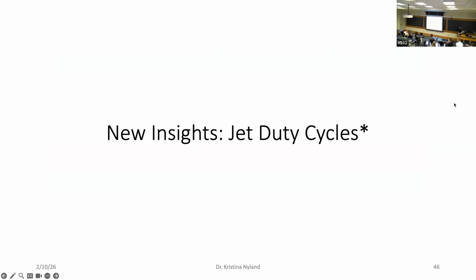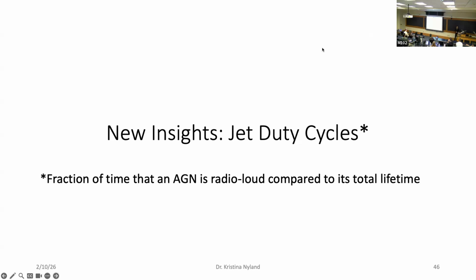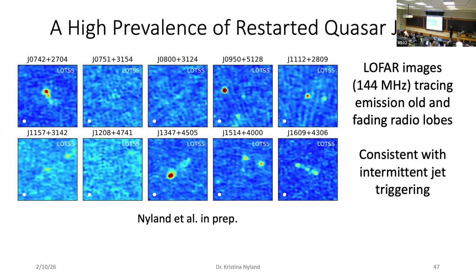I did want to mention something about duty cycles as well. The duty cycle of an AGN is the fraction of time that the AGN is radio loud compared to its total lifetime. These are some follow-up images of a subset of the newborn jets from my 2020 paper. These are low-frequency radio images from LOFAR, the Low-Frequency Array, at 144 megahertz.